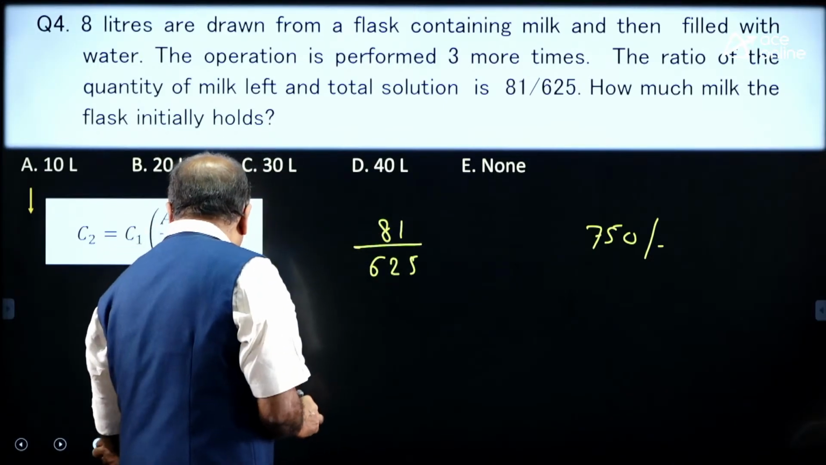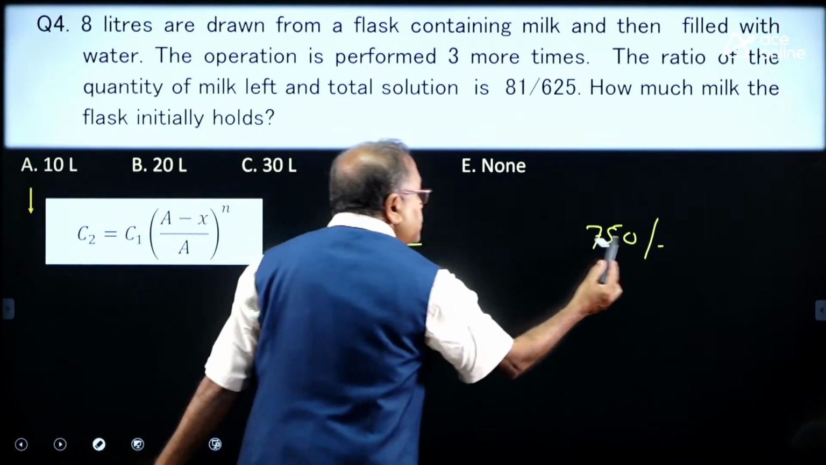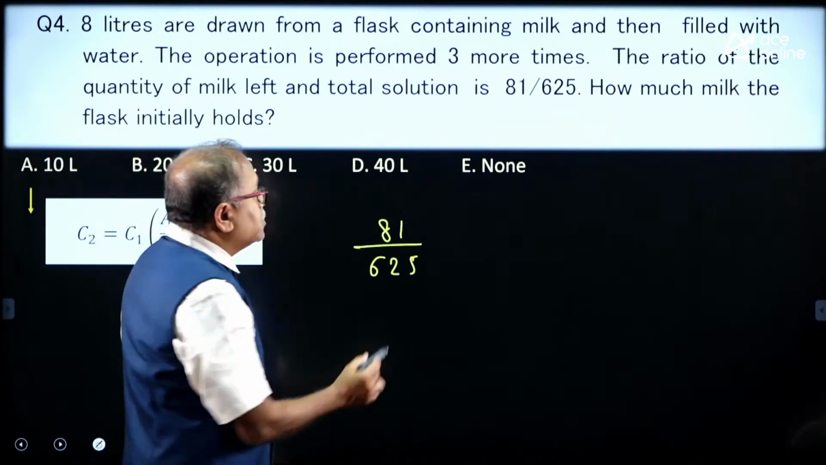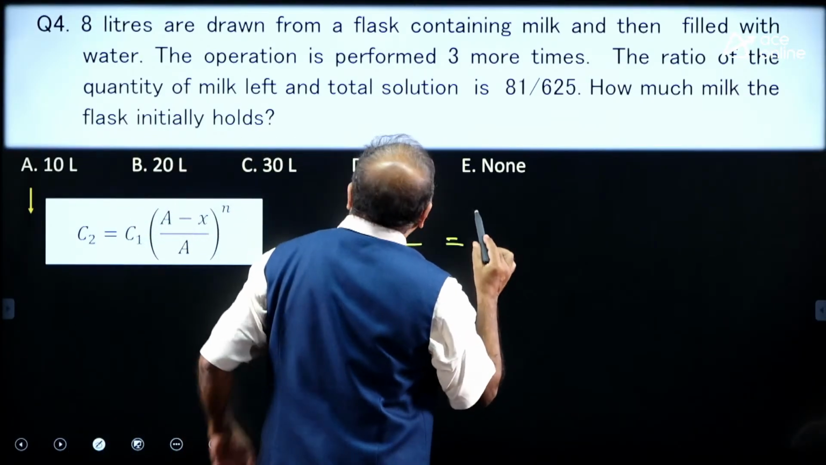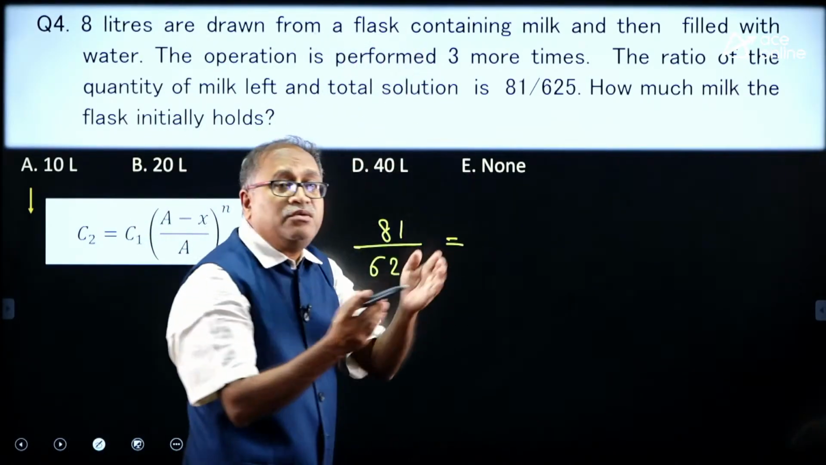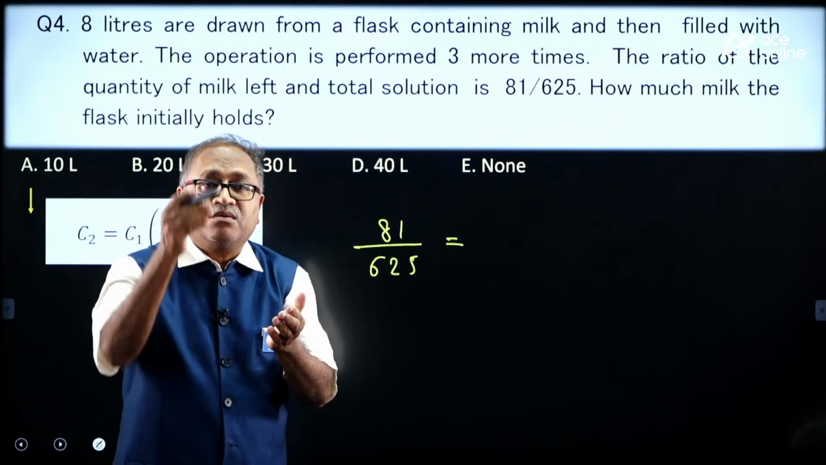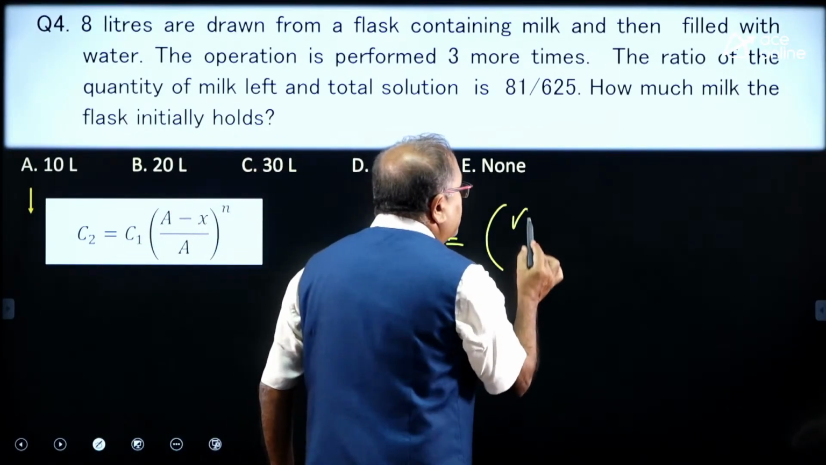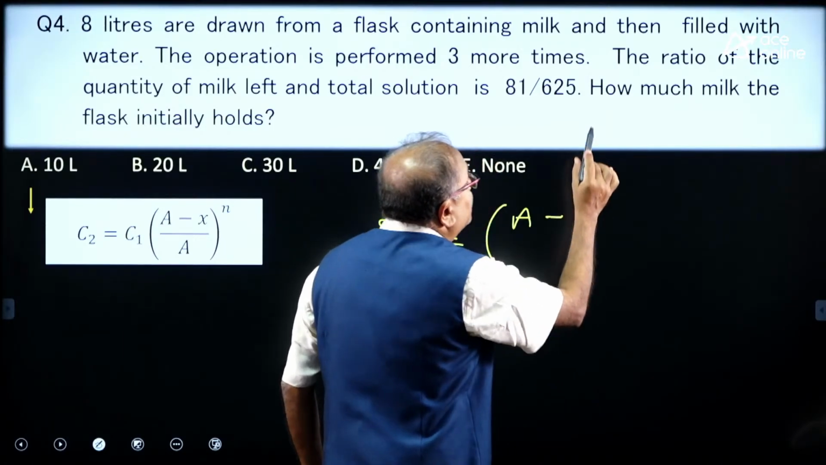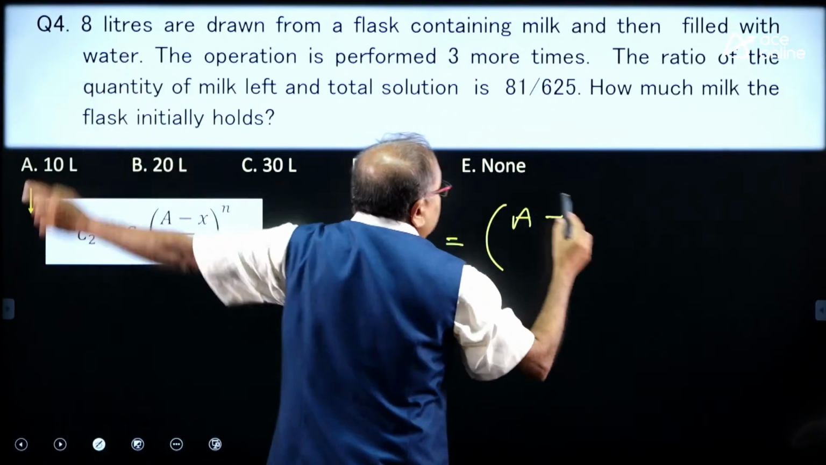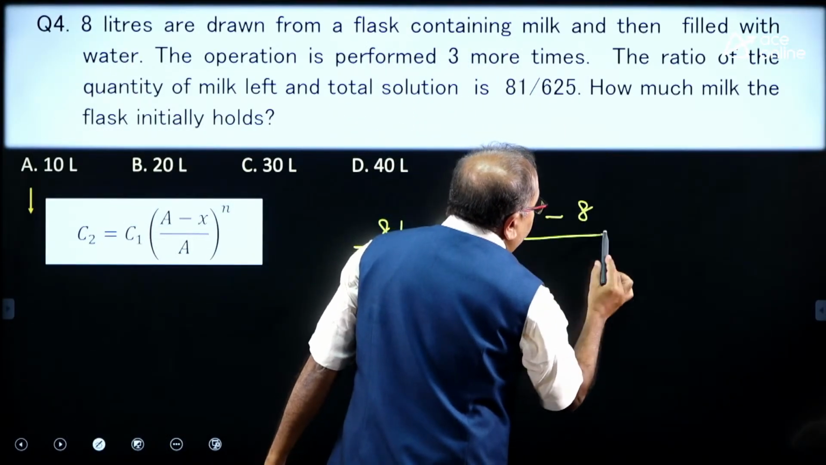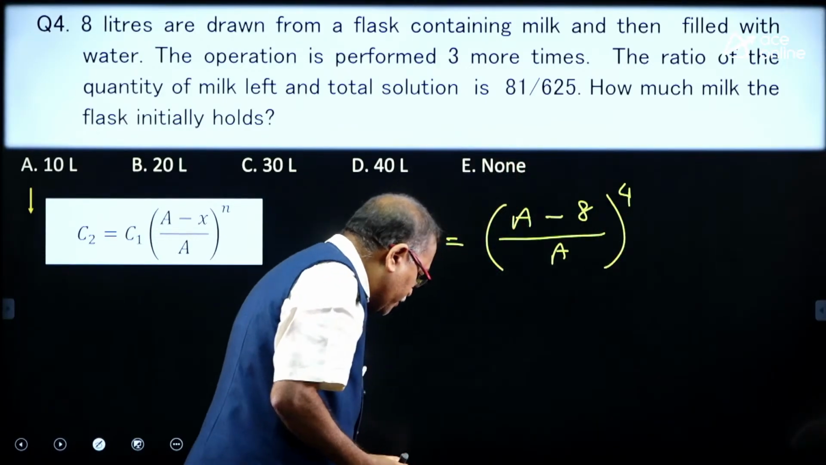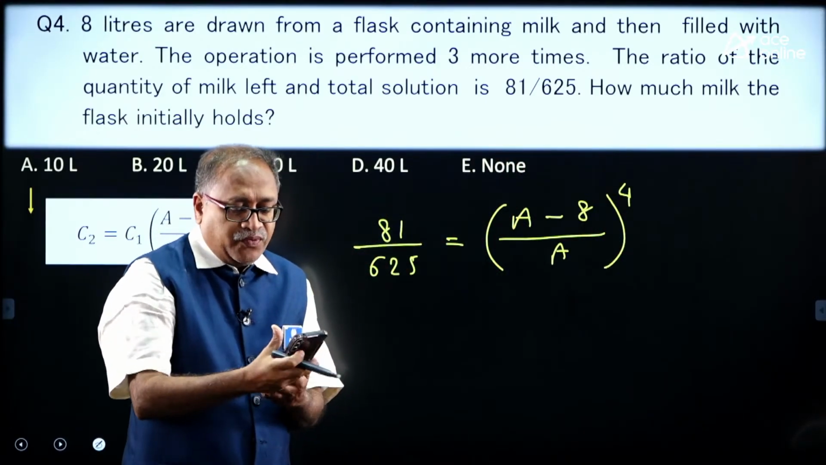Anyhow, I am moving on to answering this question here. So, that is C1. What is C1? Initially only milk was there. So, milk by milk, 1 by 1, that is 1. So, here (A minus x), and the x is 8 over here, by A, to the whole power 4.